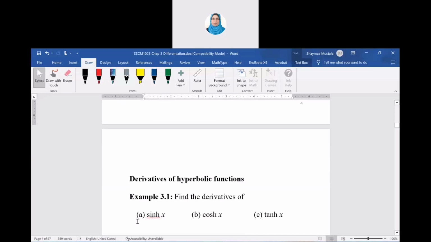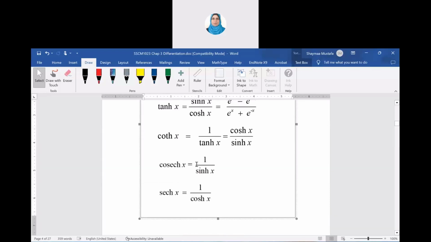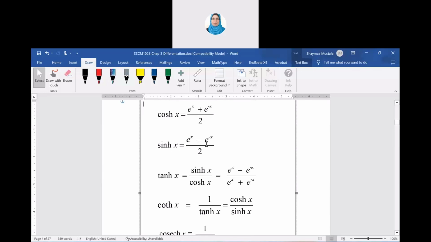First, I need to find the derivative for sinh x. What is the derivative for sinh x? To find it, I will start from the definition here: (e^x minus e^(-x)) over 2.